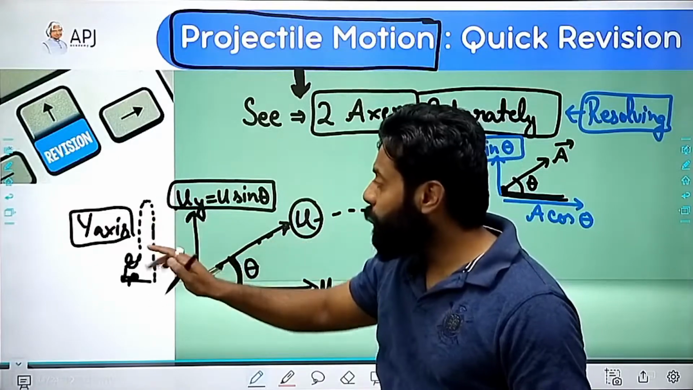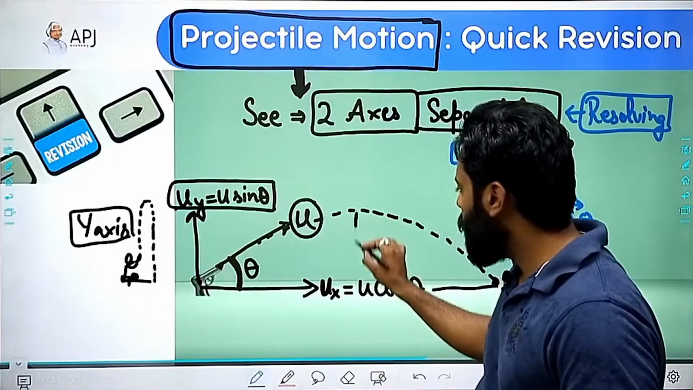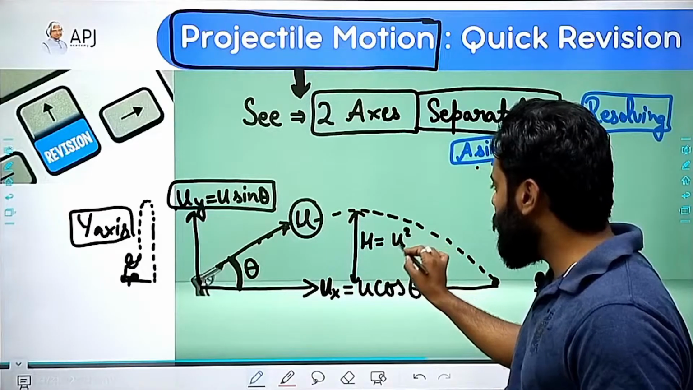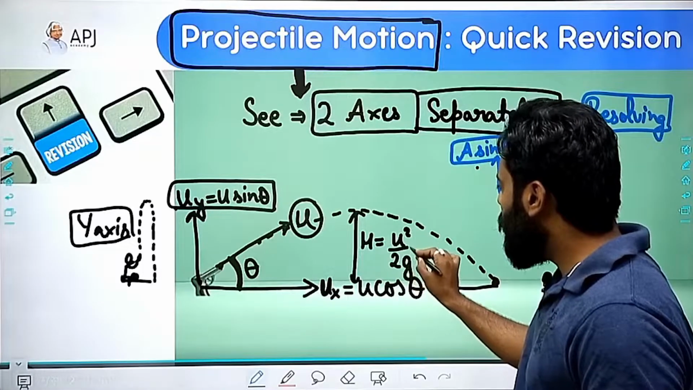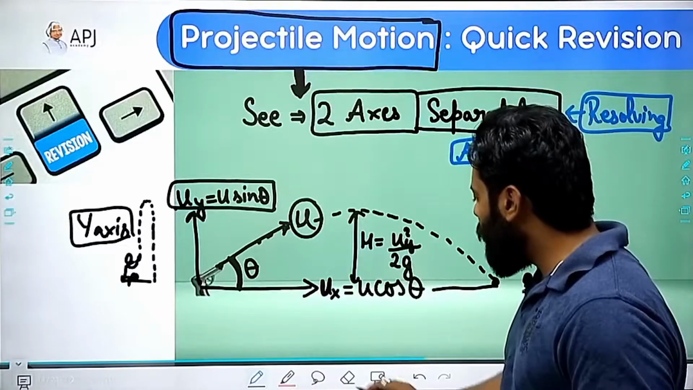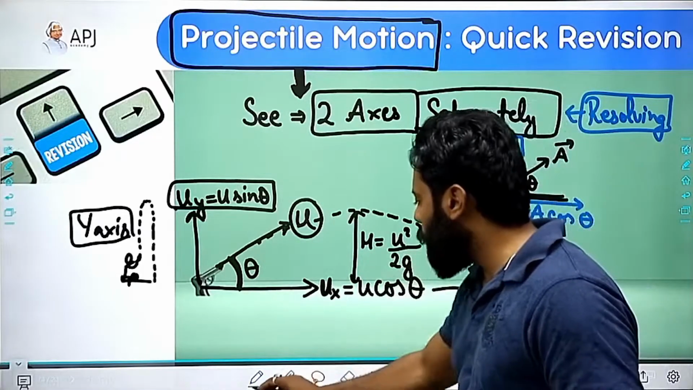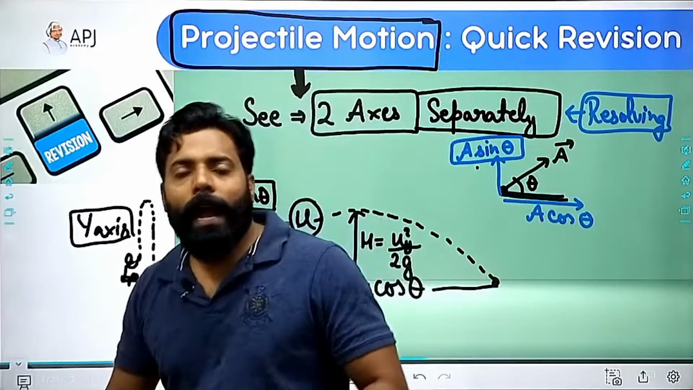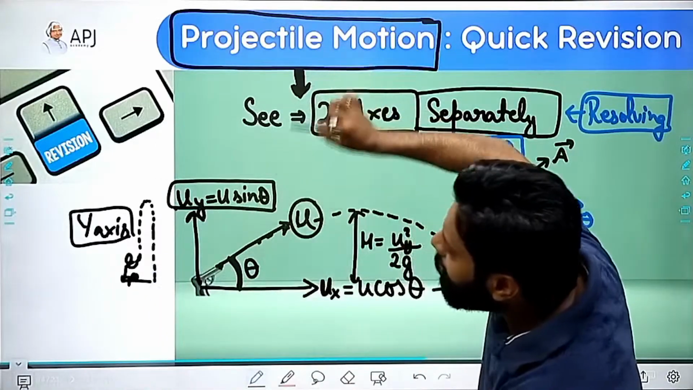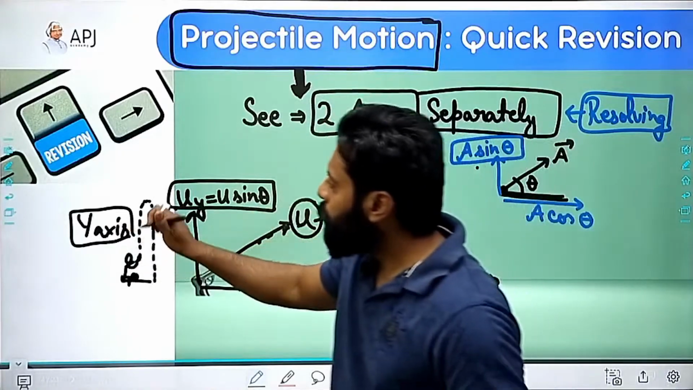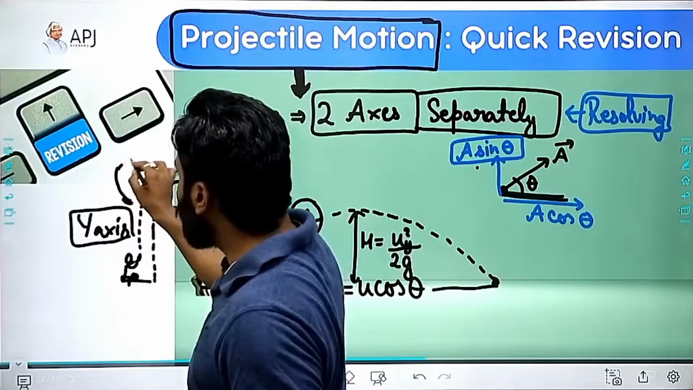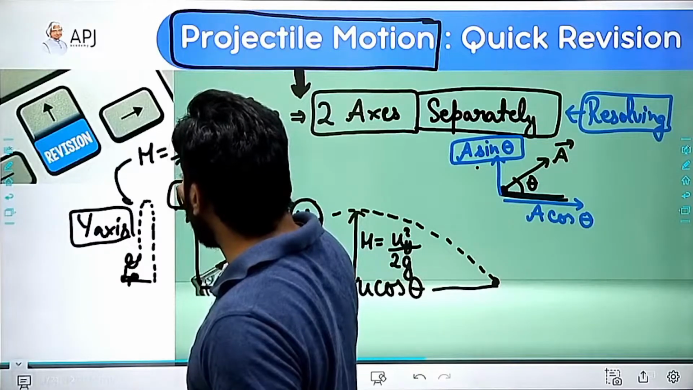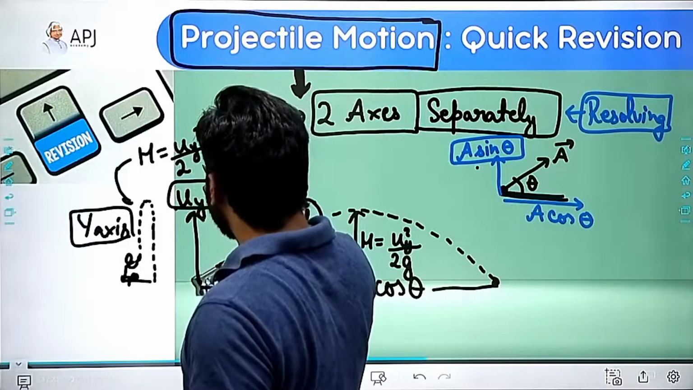And you know that the height we already found is u square by 2g, isn't it? You already found out that the height of the object is u square by 2g. And which velocity is providing the height? Uy. So the maximum height of the projectile motion is uy square upon 2g.